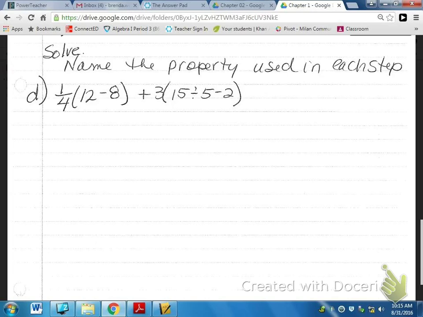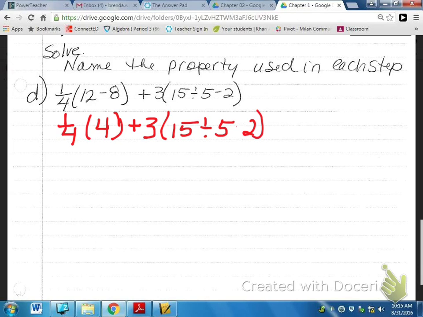Now, if I follow order of operations, the very first thing that I have to do is the first set of parentheses I come to. So I would write first 1/4 times 4, and I can't do anything else. Everything else you must bring along. And what is the justification of taking 12 minus 8 and putting 4? Well, it's that one I said you were going to use a lot. That one is substitution.